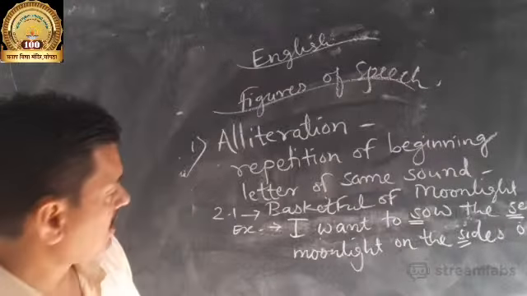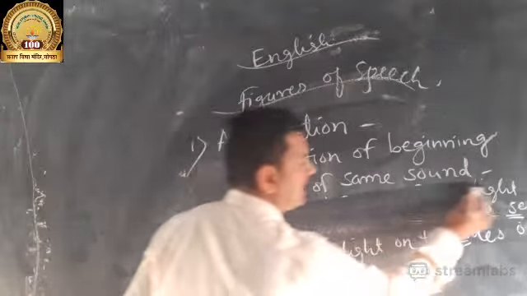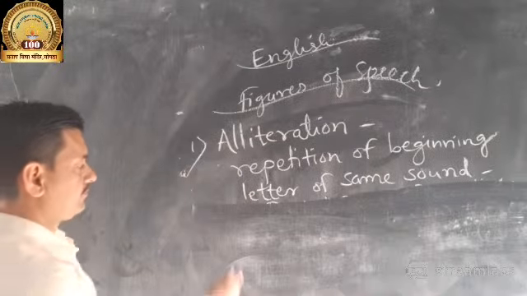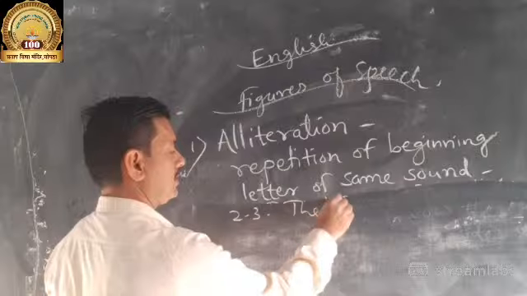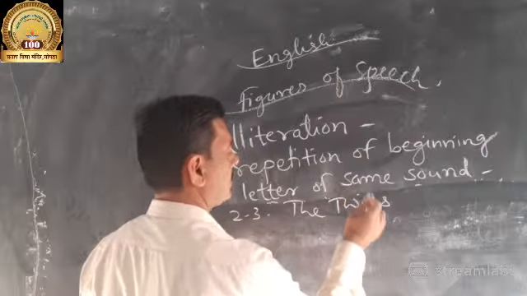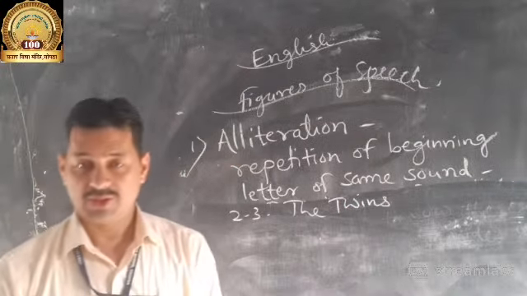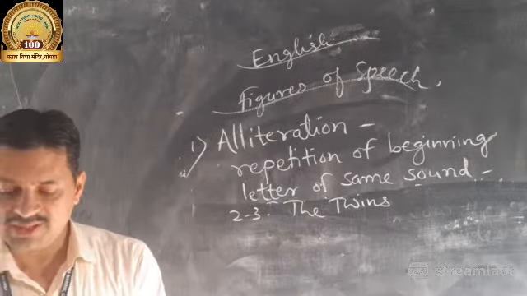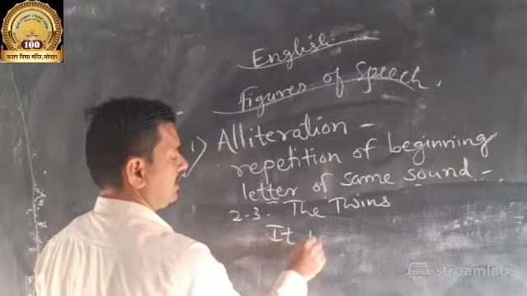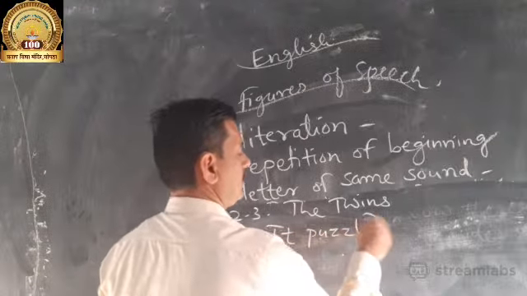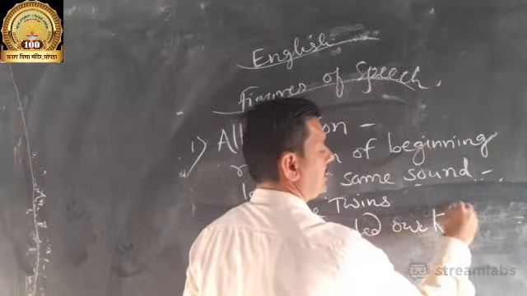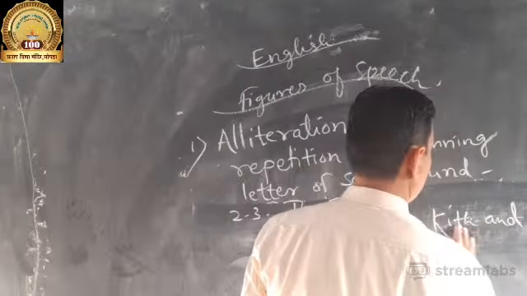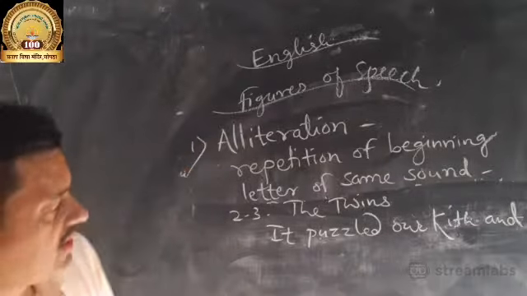Now we have again 2.1. See, now I am proceeding to another poem, and that is 2.3. Now we have 2.3, The Twins. Maybe some poems are dropped in our syllabus. Still, we can see in 2.3, The Twins poem, the line is here: it puzzled our kith and kin. See the words: it puzzled our kith and kin.